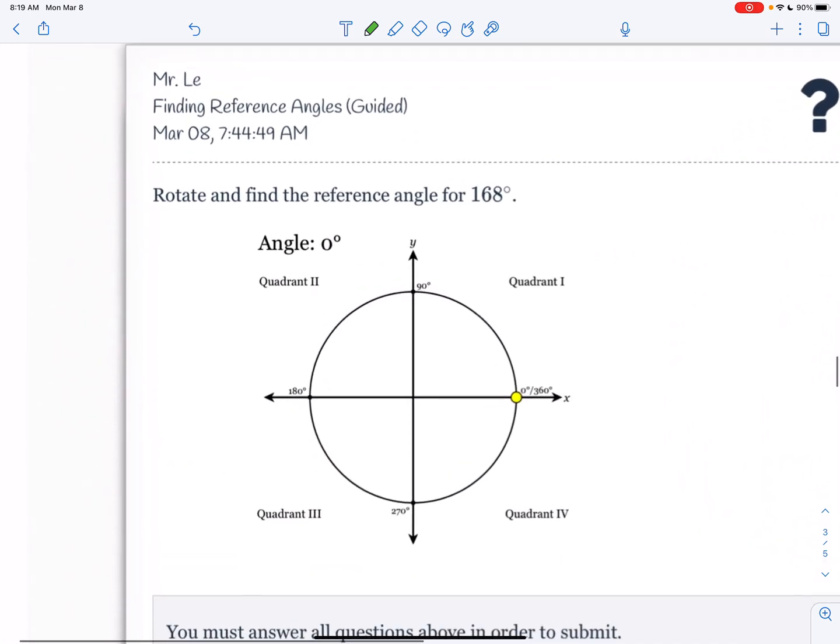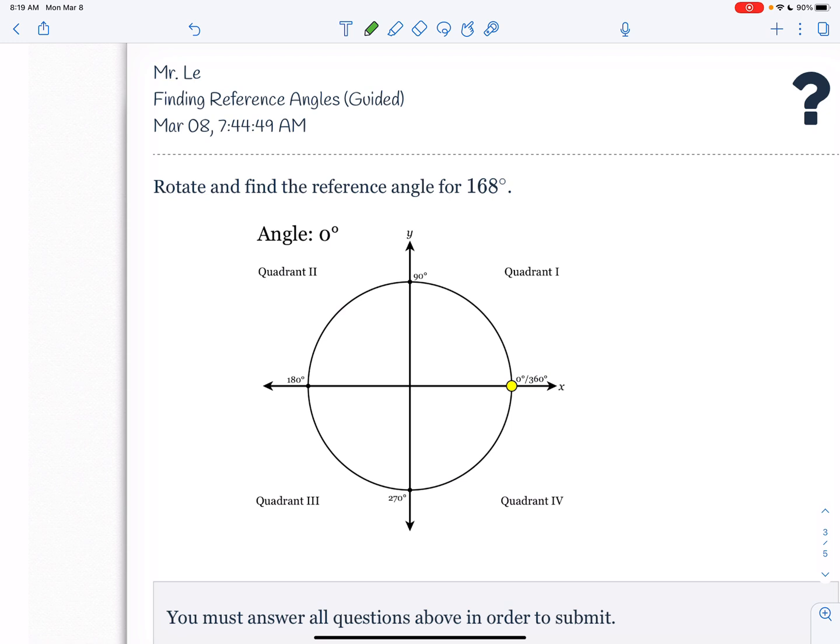All right, here's another one for you to practice. Here's 168 degrees. Draw your reference triangle, your angle, and your reference angle. Press play when you're ready. 168 is definitely somewhere in quadrant 2.